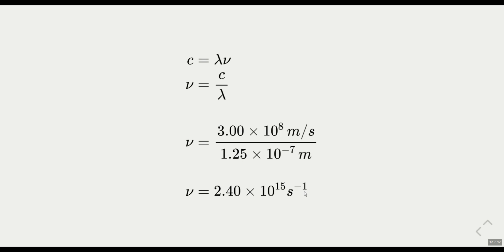So if you want to try to visualize this, this means that a particular kind of light, the kind of light that had this wavelength that we gave, 1.25 times 10 to the minus 7th, would actually pass by a given point, really an ungodly number of times. 2.4 times 10 to the 15th times is how many times those peaks would pass by in a given second.